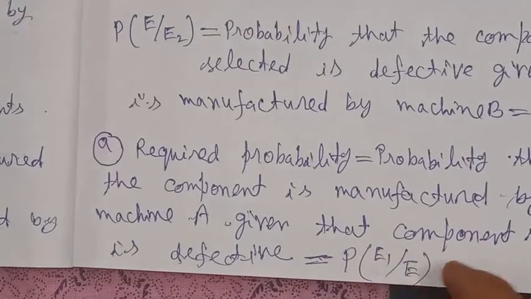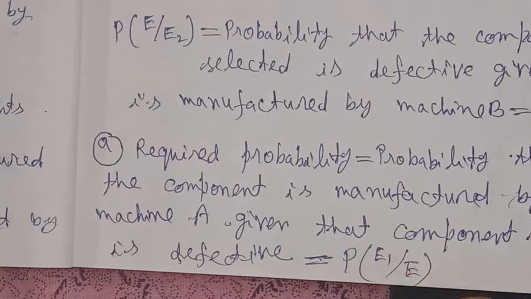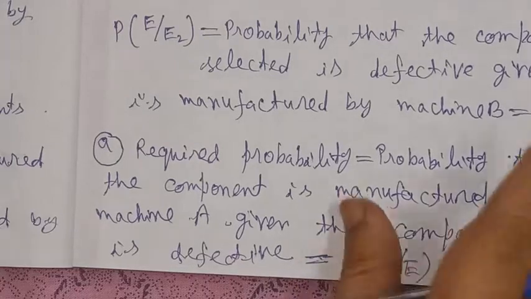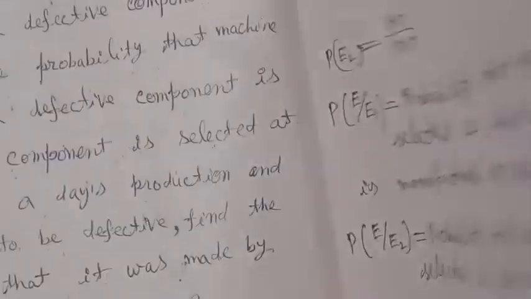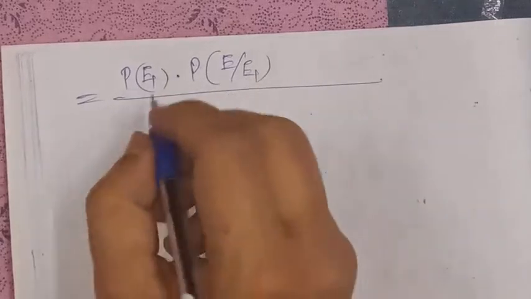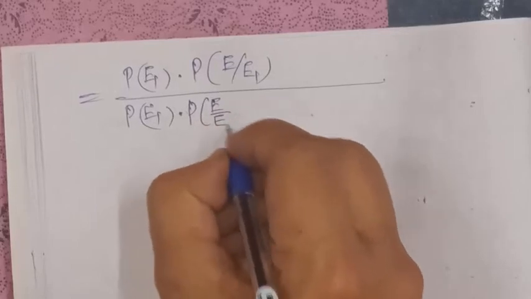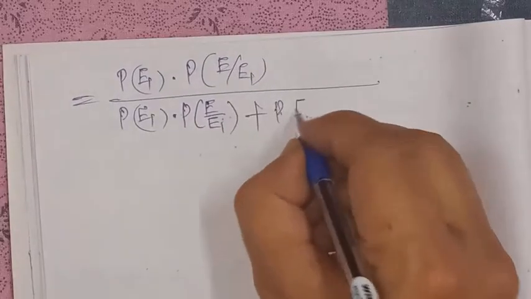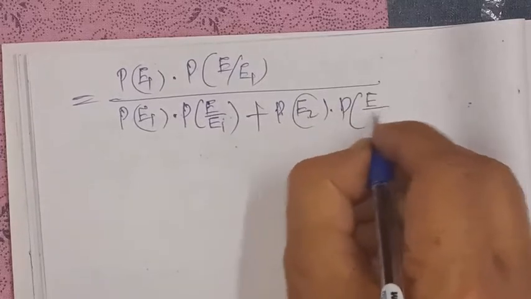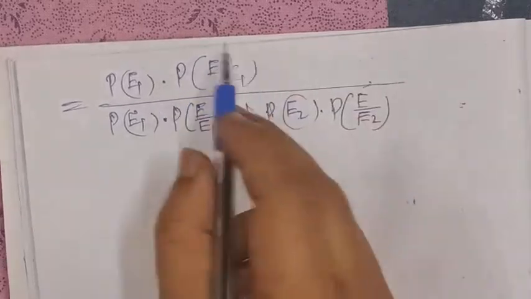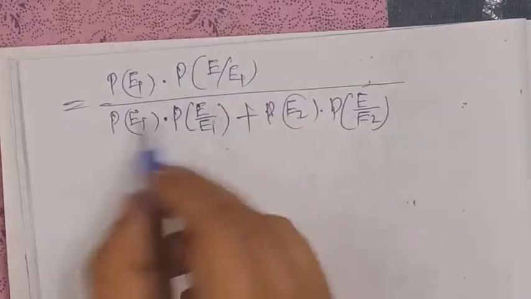We will find it by use of Bayes theorem. The Bayes theorem formula for this value is, I write on the next page, the required probability is equal to, by Bayes theorem, P(E1) into P(E by E1) over P(E1) into P(E by E1) plus P(E2) into P(E by E2). You can see that these values are equal.